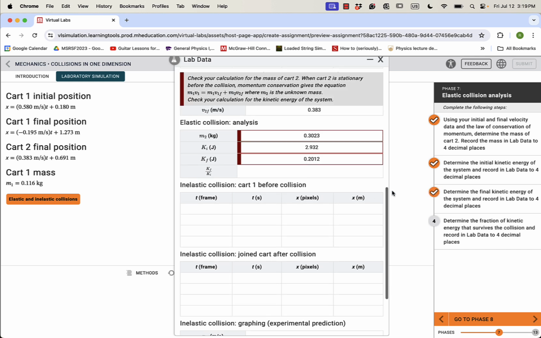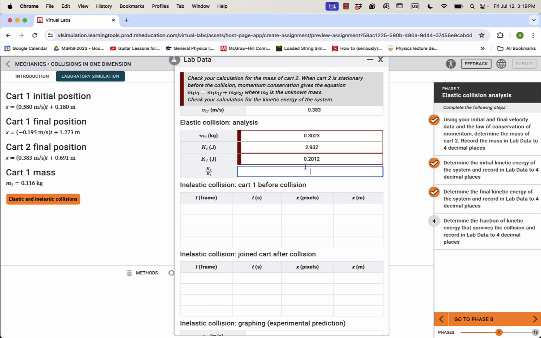And then let's see what it is asking. Determine the fraction of kinetic energy that survives the collision and record in lab data to 4 decimal places. So this is the ratio of final kinetic energy over initial kinetic energy. Take the ratio of 0.2012 over 2.932, and that will give you the fraction of kinetic energy that survived the collision.